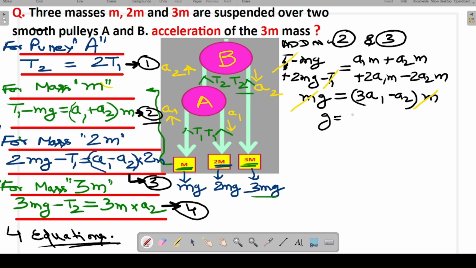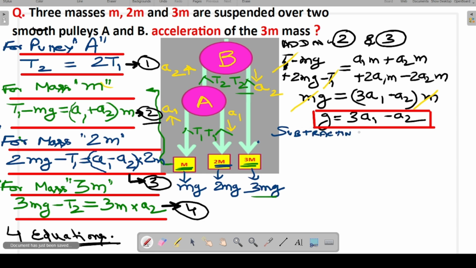Now do one thing: subtract the same equations again, that is, subtract equation number 3 from equation number 2. Then what will we get? Just subtract the LHS of 3 from the LHS of equation number 2, and the RHS of equation number 3 from the RHS of equation number 2, right? So in the LHS we have T1 minus mg minus 2mg plus T1, right?